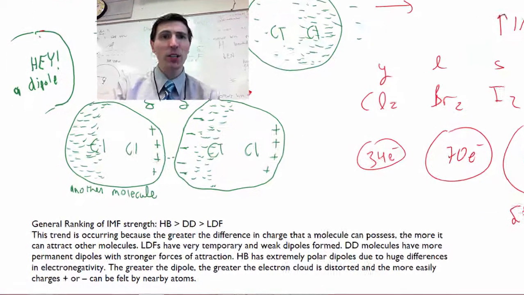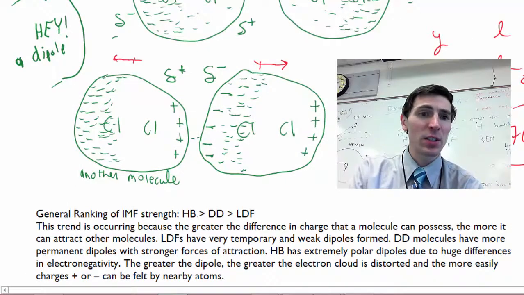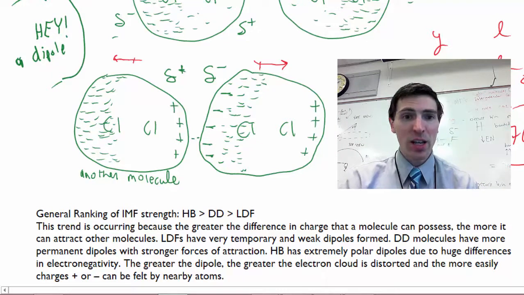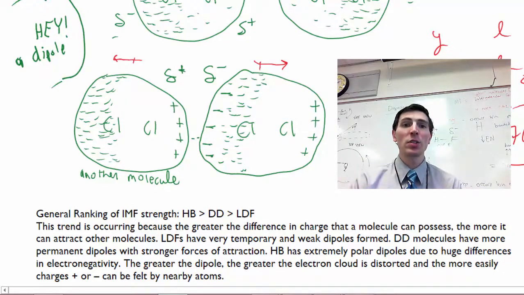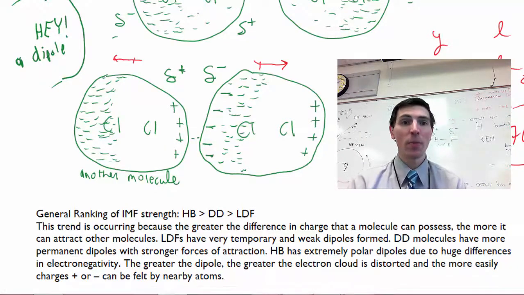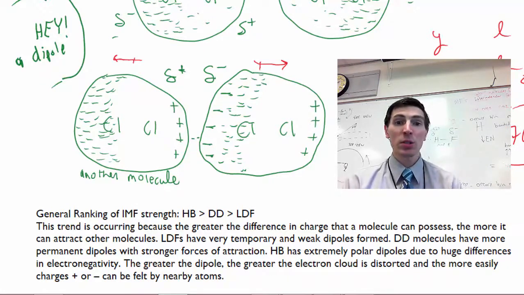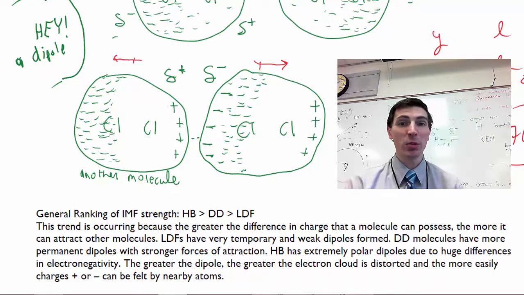And so the trend occurs why hydrogen bonding is in general the strongest, dipole-dipole the second strongest, and London dispersion the weakest: the greater the difference you can have in charge, or the bigger the dipole, the more it can attract other molecules. London dispersion forces are usually weak and their dipoles don't last very long. Dipole-dipole molecules have permanent dipoles with stronger forces of attraction, and hydrogen bonding molecules are the most polar, with the greatest dipoles, due to the differences in electronegativities.